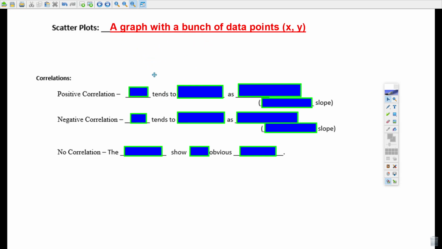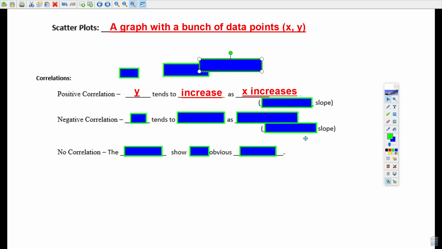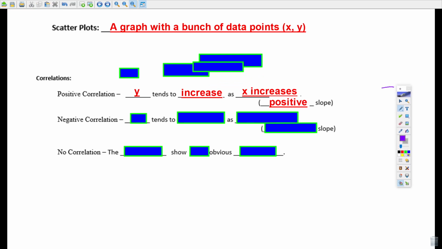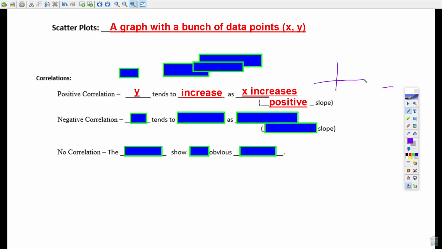And then we have different kinds of correlations. So one is a positive correlation where y tends to increase as x increases. In other words, that's like saying you have a positive slope. And I'll try to give you an example of that. If you have a graph and you have a bunch of dots and they all tend to be kind of going upwards, that is called a positive correlation.